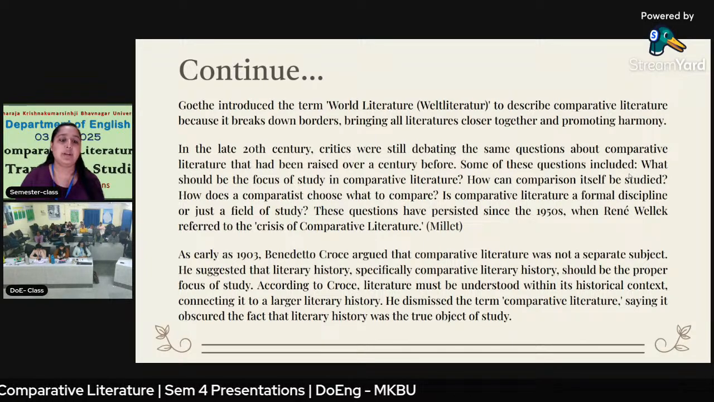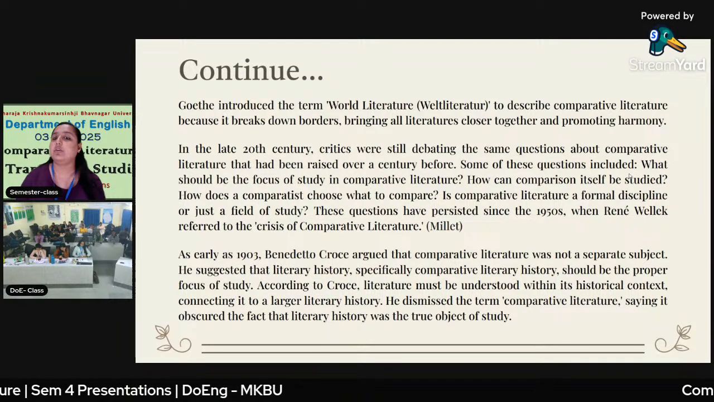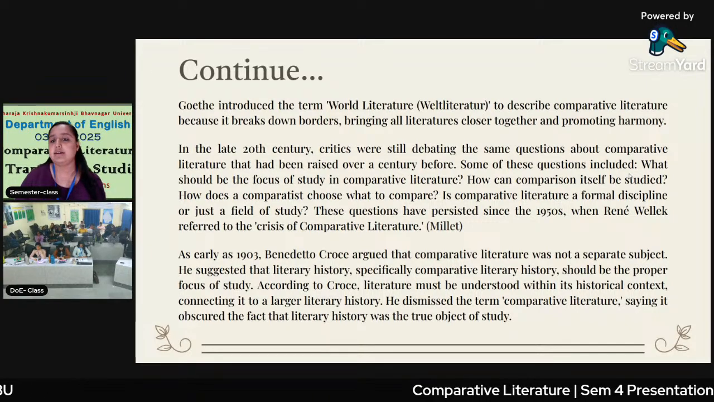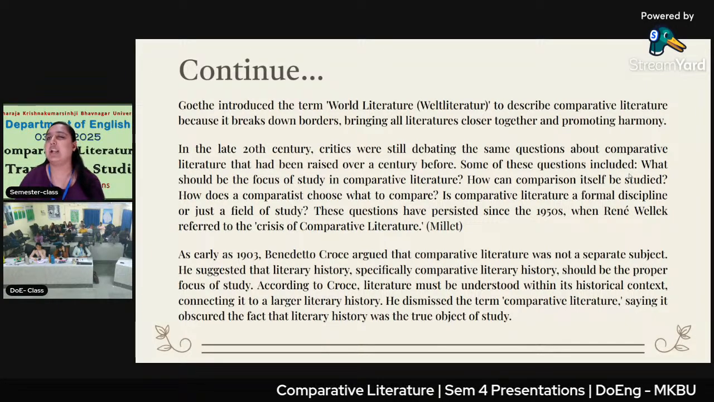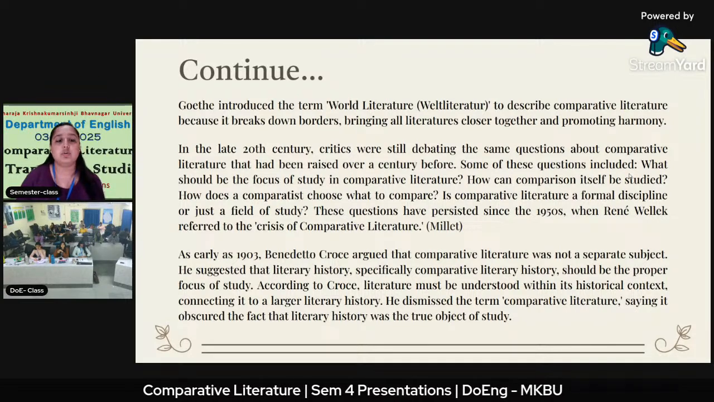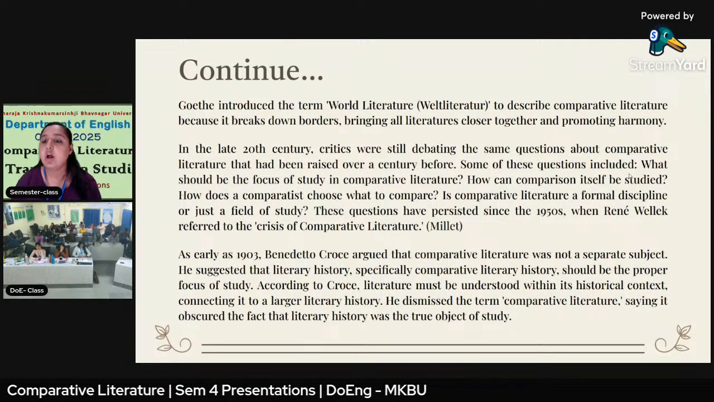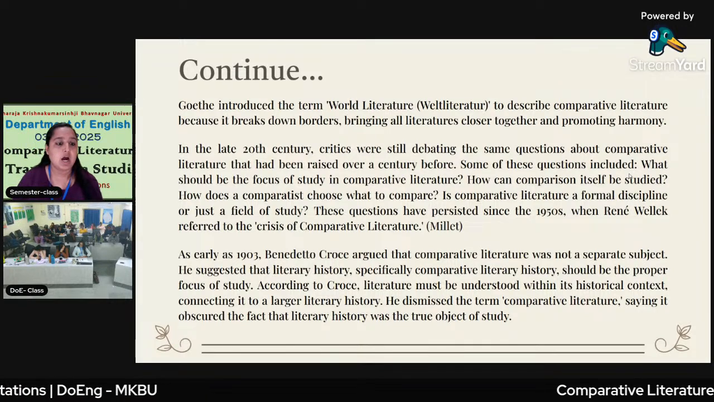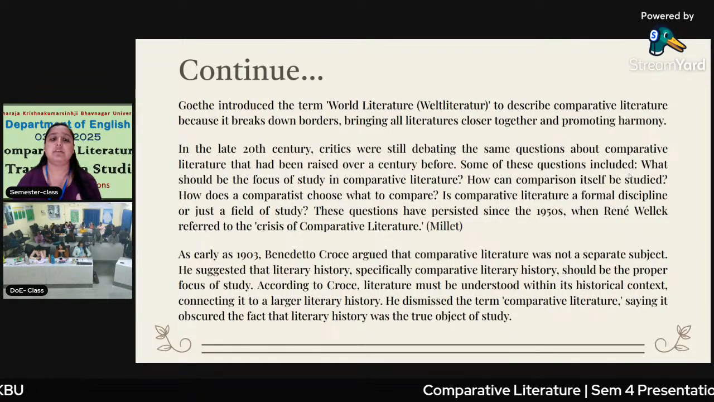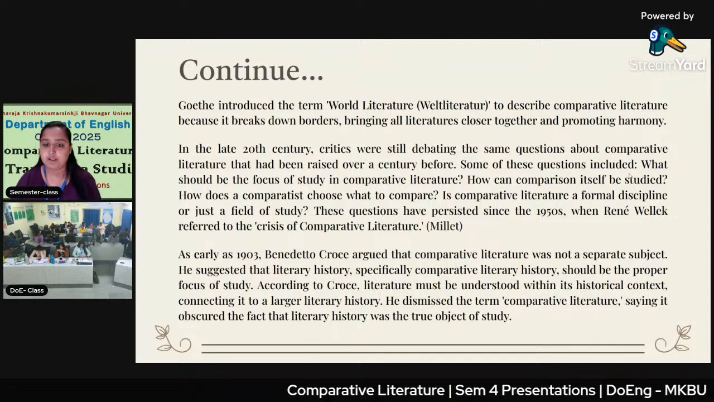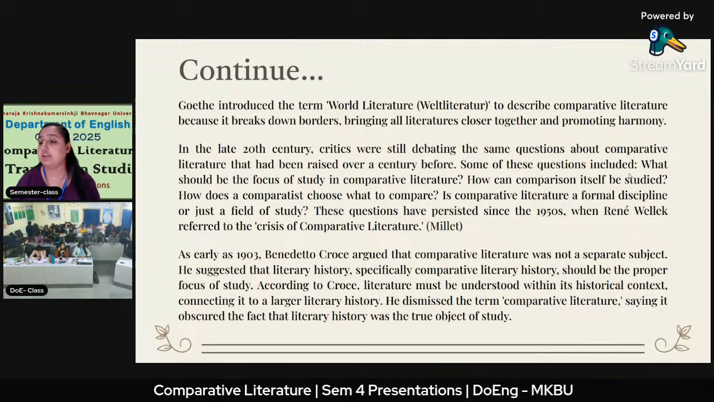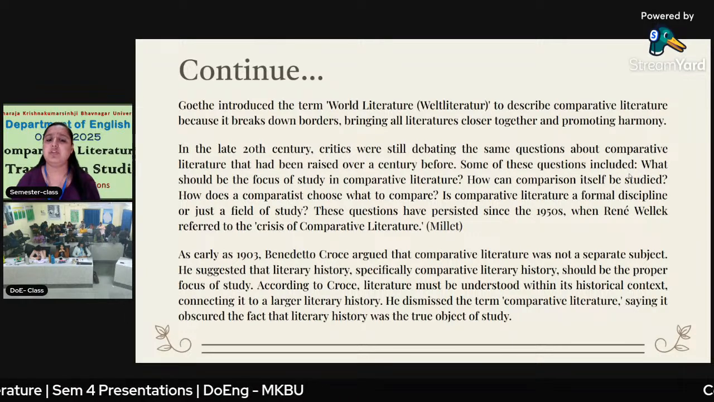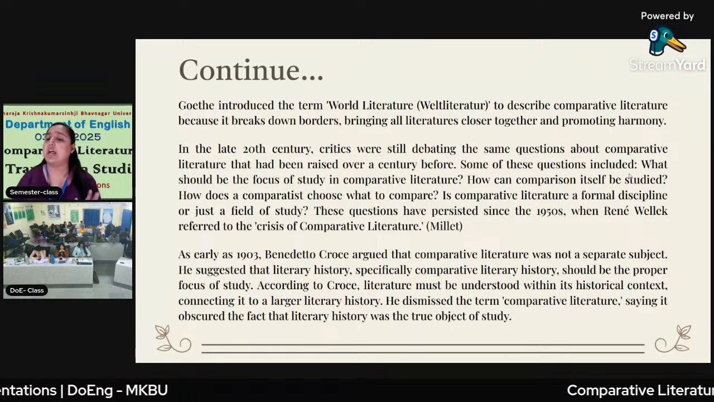In the late 20th century, critics were still debating the same questions about comparative literature. Some of the questions included: what should be the focus of the study of comparative literature, how can comparison itself be studied, and how does one choose what to compare? Is comparative literature a formal discipline, or just a field of study? These questions have persisted since the 1950s.